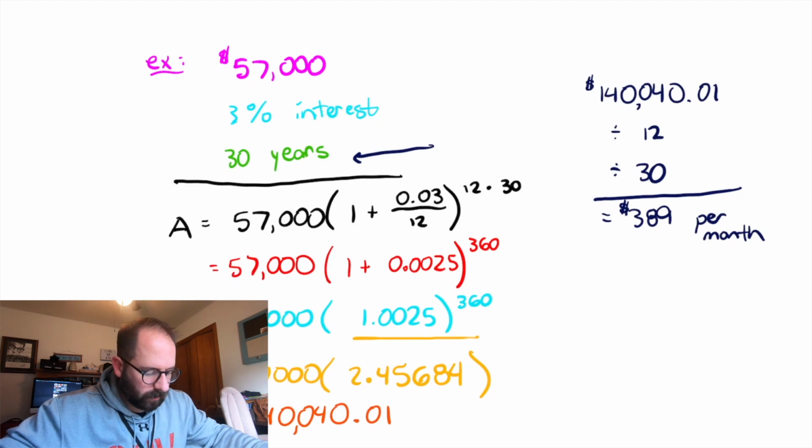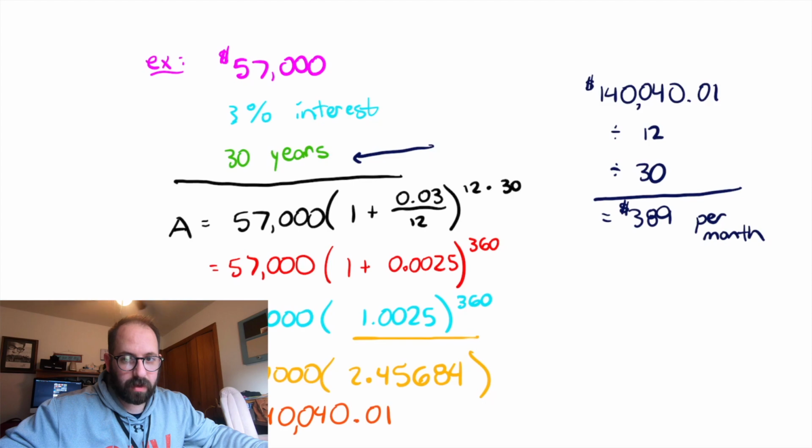All right. Questions at all about how to find our monthly payments? Now again, I divided this one by 30 because we want a 30-year loan. If it was a 25-year loan, you would have to divide it by 25 instead. But it's always 12 as well.